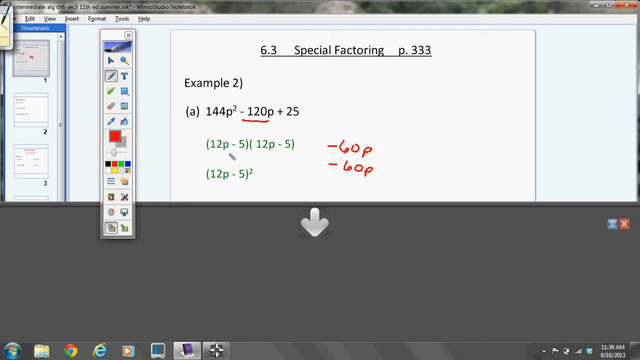Now because these two sets of parentheses are exactly the same, they will write it like this, 12p minus 5 to the second power. It just means you had two of them and they were exactly the same.